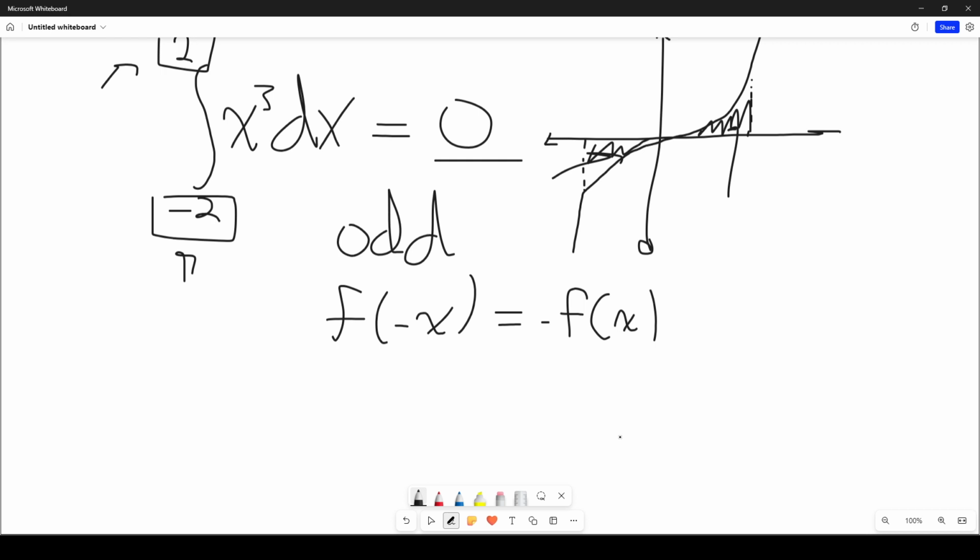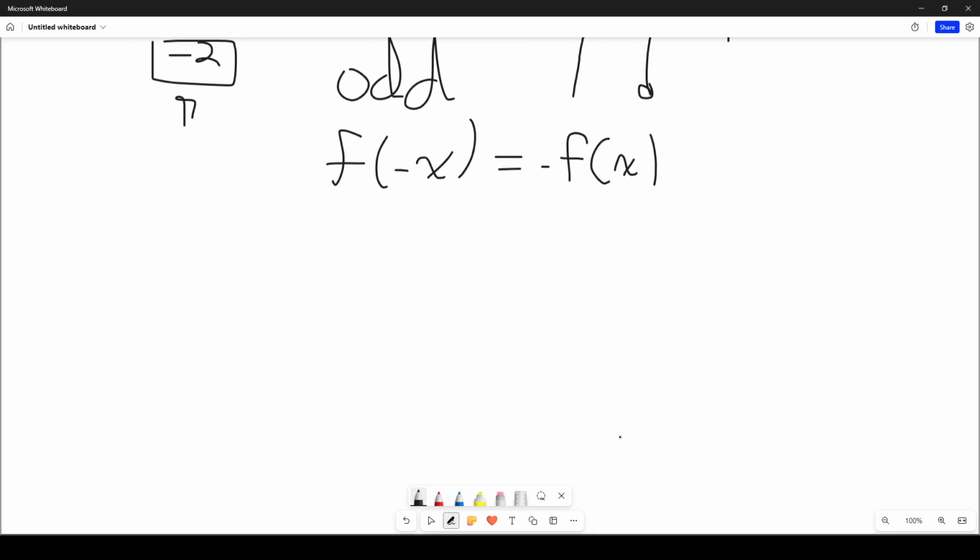So that's an interesting example. And then there'll be one more example that I'll bring up.